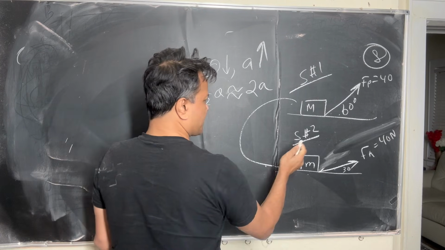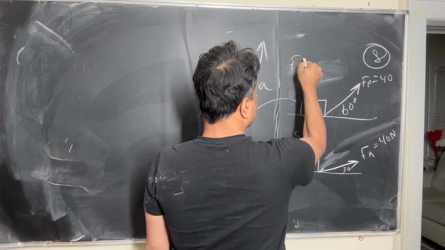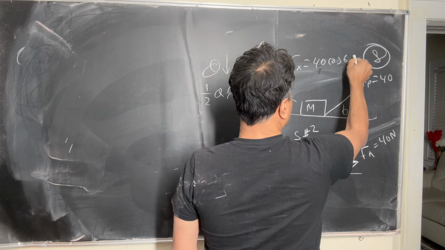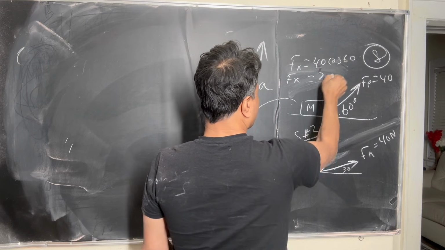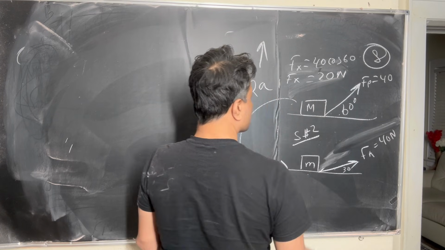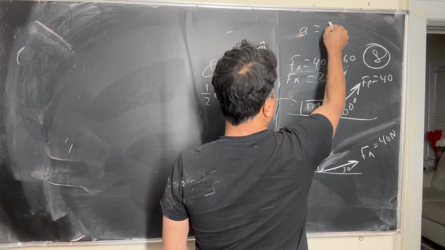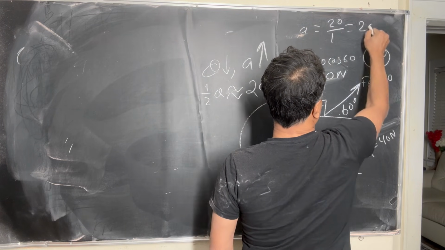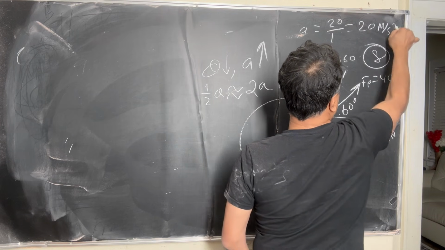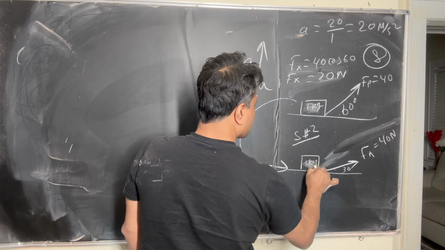So the first case scenario, scenario 1, fx is 40 cosine 60. So fx is 20 Newton. So let's say m is just 1 kilogram. So acceleration is 20 divided by 1, so 20 meter per second square. All right, same thing, 1 kilogram.